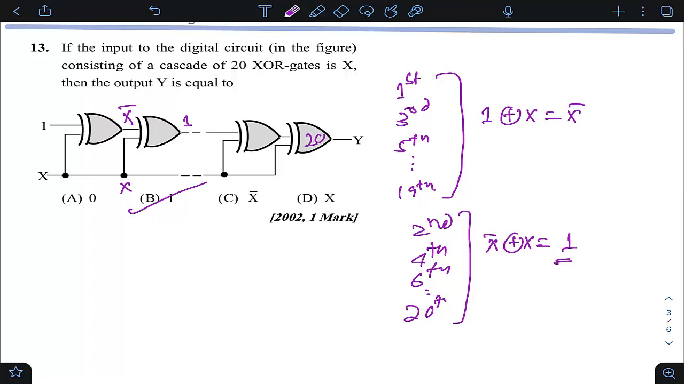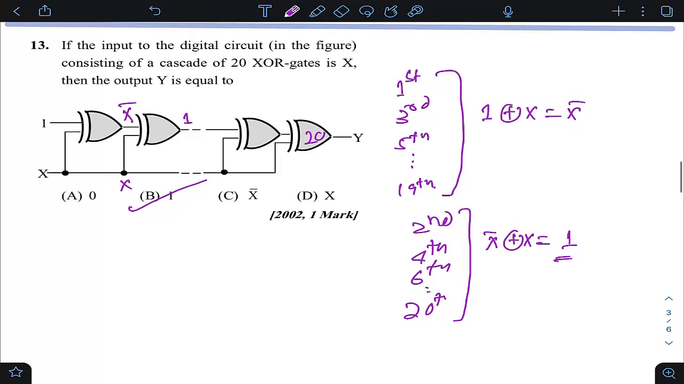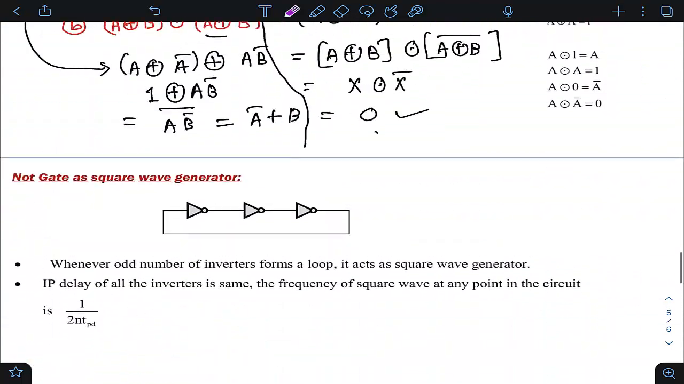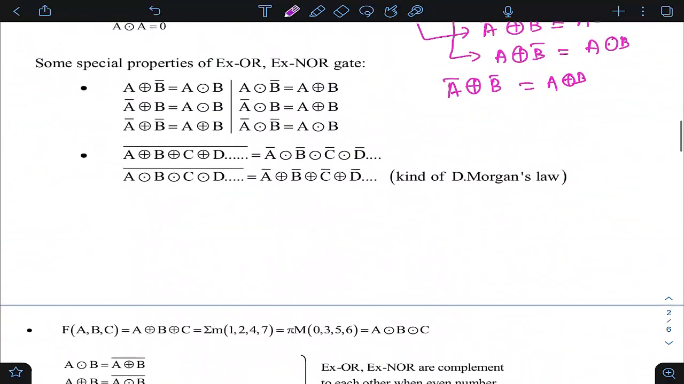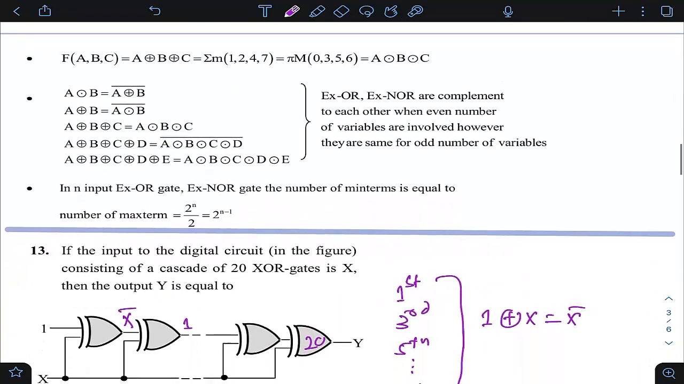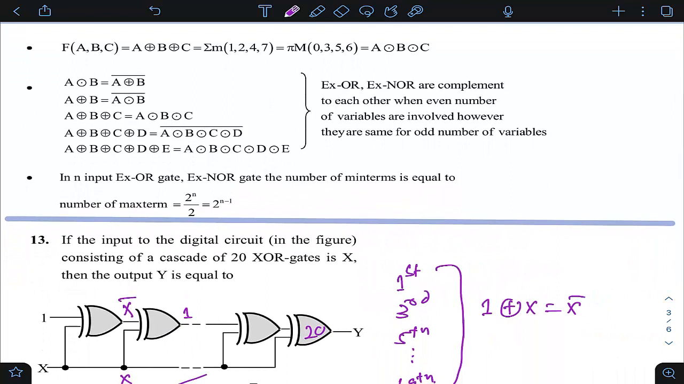Unless you have a good grip on the properties of the XOR gate, it might be very challenging to answer this kind of question. Challenging in the sense that it will be quite time taking. I'm not saying that you cannot answer, but it will always be time taking, right? So this is what the thing is. Now, let us see some more interesting properties of XOR and XNOR.